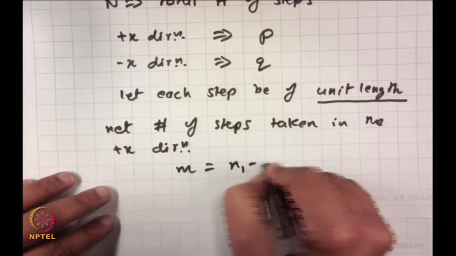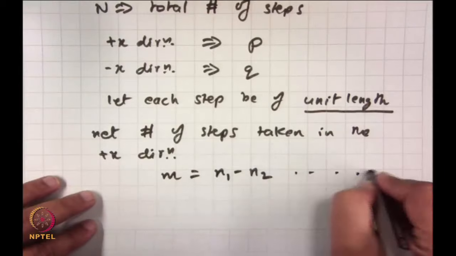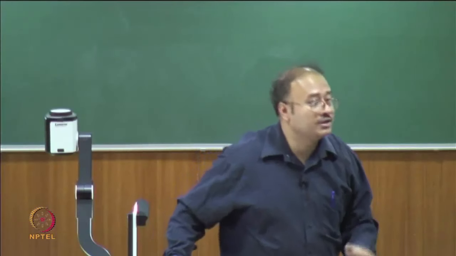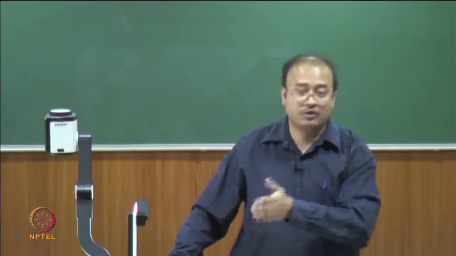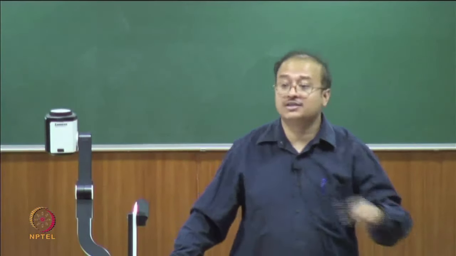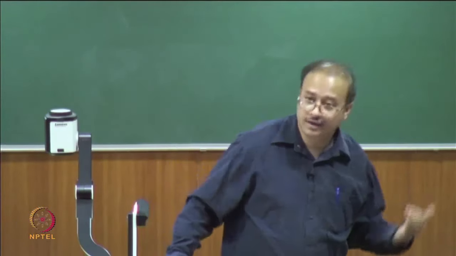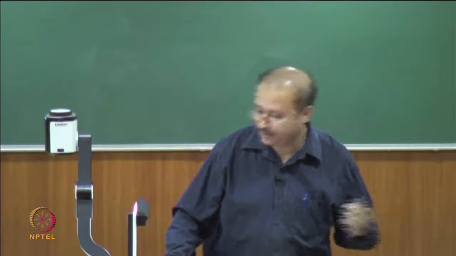Can I write n1 minus n2, right? So, what does it mean? See, m is the net number of steps I have taken in the positive direction, because I have moved both in the positive and the negative x. So if n1 is greater than n2, that quantity would be positive m. If n1 is less than n2, what would it mean? That instead of moving in the positive x, I have moved in the negative x. That is essentially what it means, right.